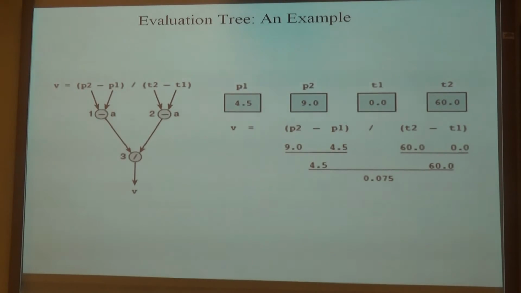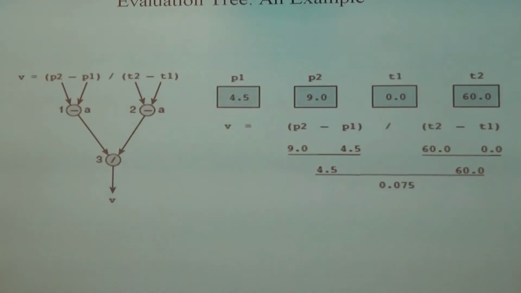So if we have P1 equal to 4.5 and P2 assigned 9, T1 assigned 0, and T2 assigned 60, this is what will happen. We'll have P2 minus P1. These numbers will be subtracted from each other, so we get 4.5. And then on the other side, we get T2 minus T1, so 60 minus 0 is 60. And then the first sub-expression result, 4.5, will be divided by the second sub-expression result, which is 60. So 4.5 divided by 60 gives you 0.075.